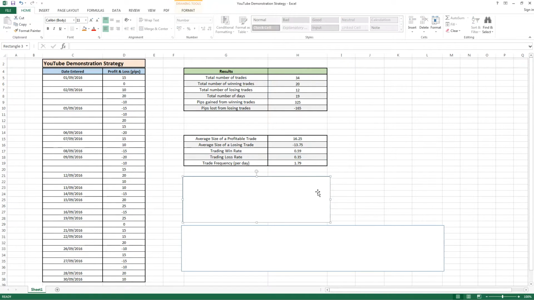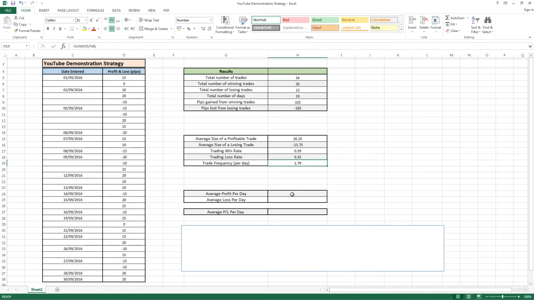So now that we've seen how to work out these figures, let's continue. For the average profit per day, all we need to do is simply sum trade frequency times win rate times average size of profitable trade, enter. So our average profit per day is 17.11. We do the same for losing trades. So sum trade frequency times loss rate times average losing trade, and our average loss is minus 8.68 pips.